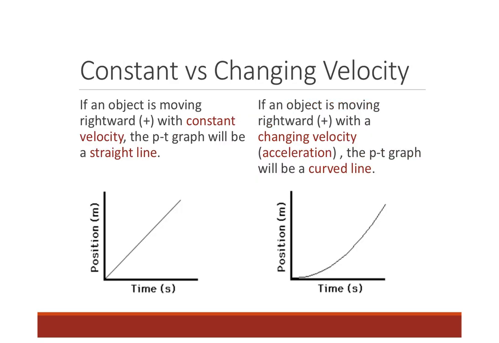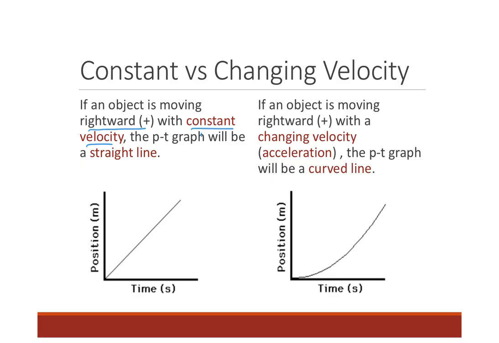So let's first look at constant versus changing velocity, or a constant or changing speed, because we're really just thinking about moving objects in a straight line at this point. And so direction is not really terribly involved. If an object is moving rightward or in a positive direction, and it has a constant velocity, it never changes. You're traveling, say, in a car at 60 miles an hour, and you stay at that speed or at that velocity.